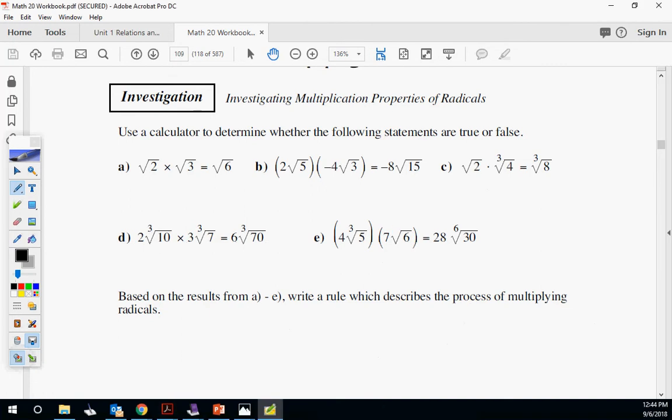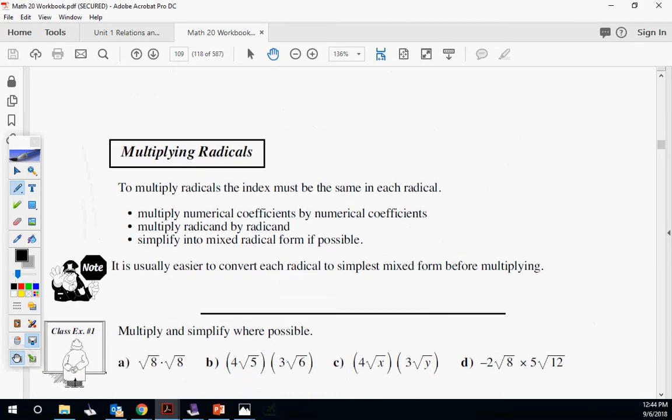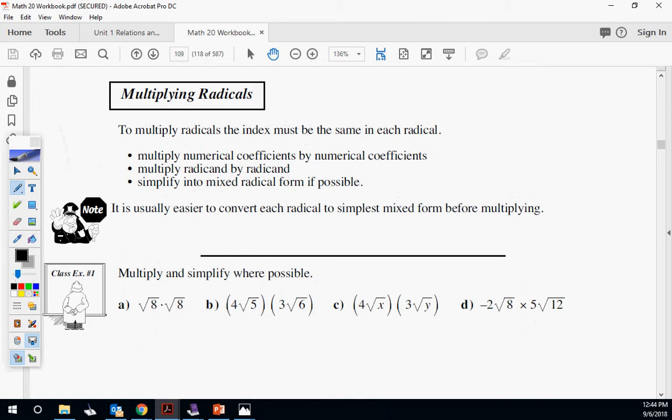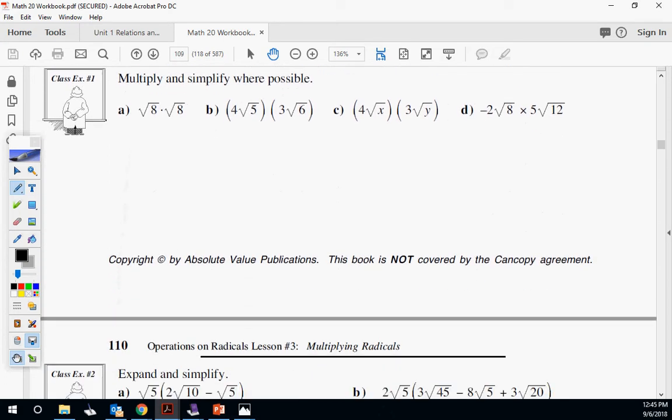Okay? Onward here, I'll just kind of preface. What's that? Oh, sorry, you guys good? So here's the one they have here. Multiply numerical coefficients by numerical coefficients, radicand by radicand, and simplify. That's our steps to doing it.